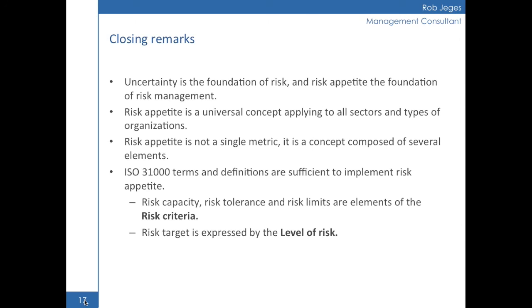And that richness comes into the ISO 31000 terms and definitions. We have seen that it is sufficient and adequate to work with the risk criteria that is going to incorporate risk capacity, risk tolerance, and risk limits. And the last element, the risk target, can be expressed by the level of risk. So we have all the elements of risk appetite within ISO 31000. It is true that it's not mentioned by name, but it's definitely there, and it's one of the core elements. Without these elements, there is no risk management.